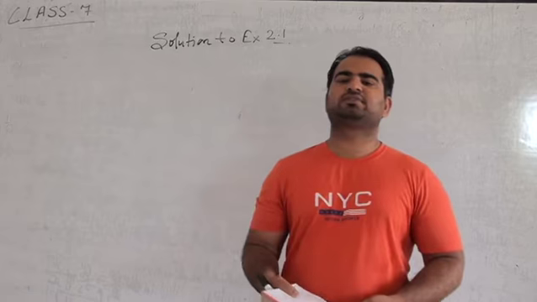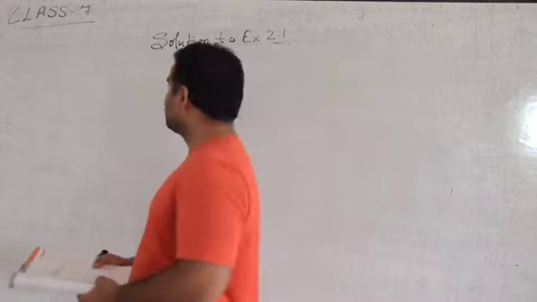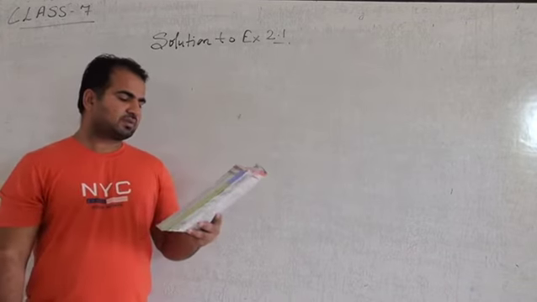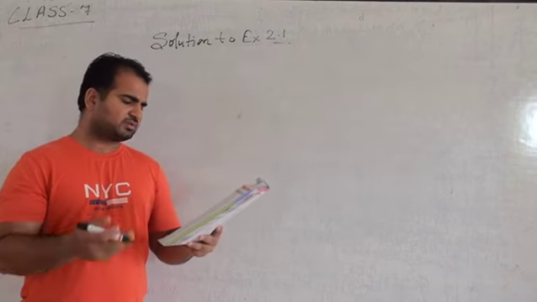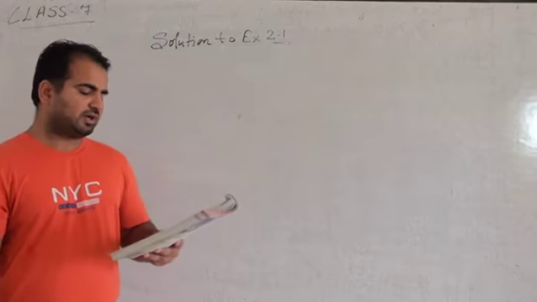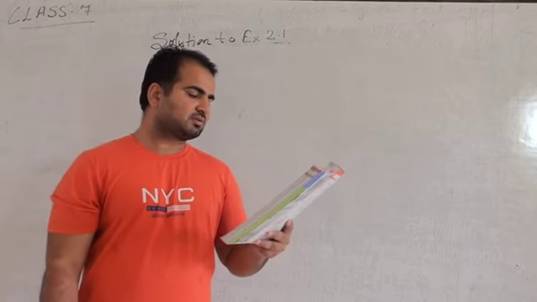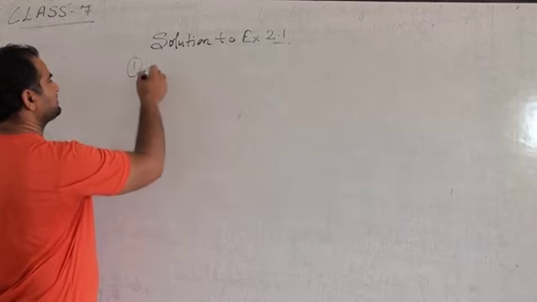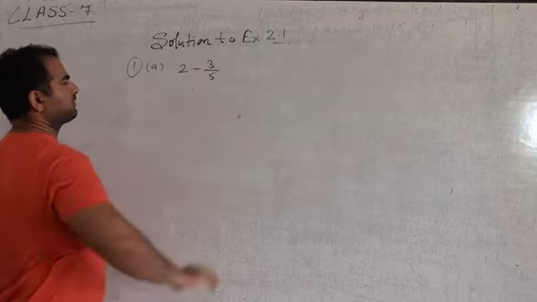Good day class. In this video we are going to solve exercise number 2.1. Okay. So the first question is "solve the following", and there are some questions regarding plus sign and minus sign. We have to add or subtract them. So I am doing question number 1 A: 2 minus 3 upon 5.